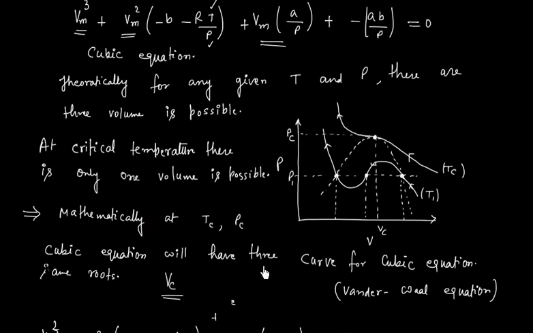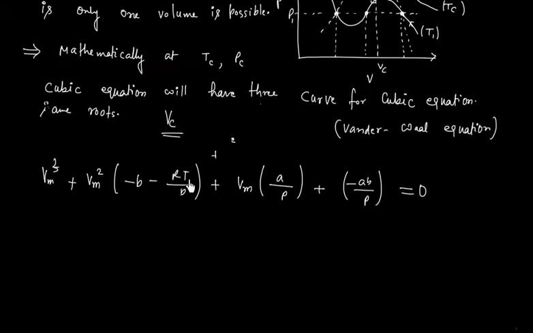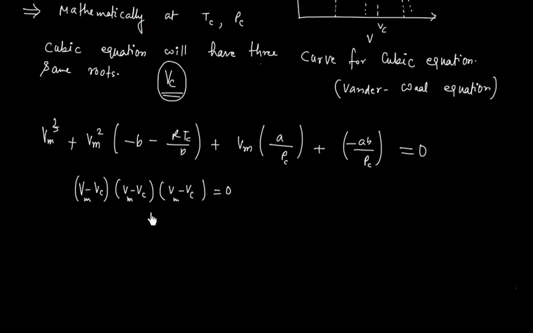Now we have critical pressure and critical temperature, so we can plug this value here. Temperature is critical, pressure is critical. Now this equation will be same as if I write a cubic equation that has three same roots, that is Vc. So this equation will be same as a cubic equation that has three roots, same roots Vc.